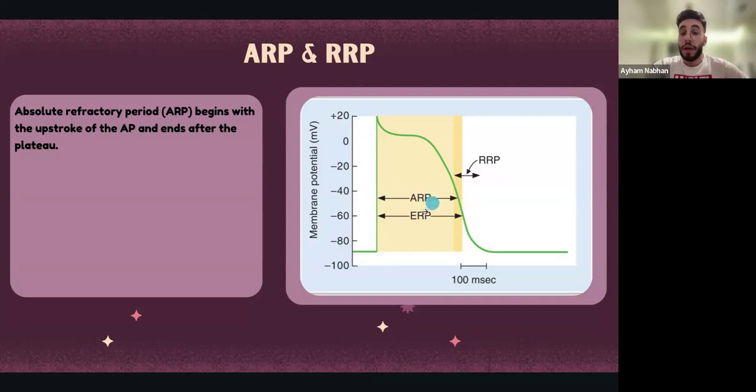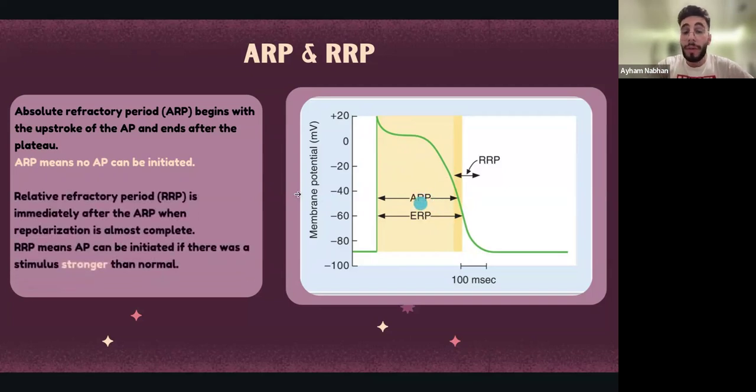What does it tell us? The absolute refractory period just tells us no other action potential can be initiated, okay? So during phase 2 and 3, no other action potential can be initiated, meaning there is no other depolarization. What about the relative refractory period? It tells us another thing, but it starts after the absolute refractory period till the action potential is complete.